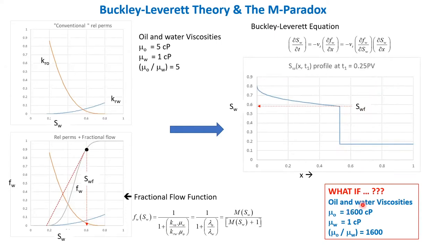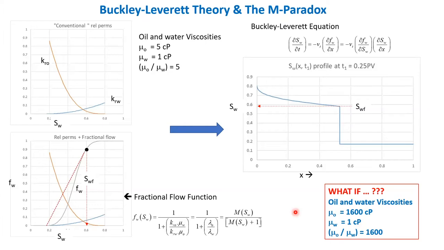Now, what if the oil and water viscosities were these numbers? 1600 for the oil and 1 centipoise for the water, because that's the example I use all the way through. We've done lots of these very adverse mobility ratios. That's the one I use for the rest of this talk. So the viscosity ratio is about 1600, and it's very well known what happens.